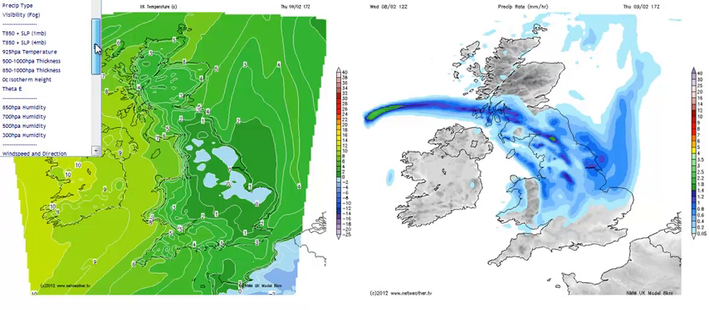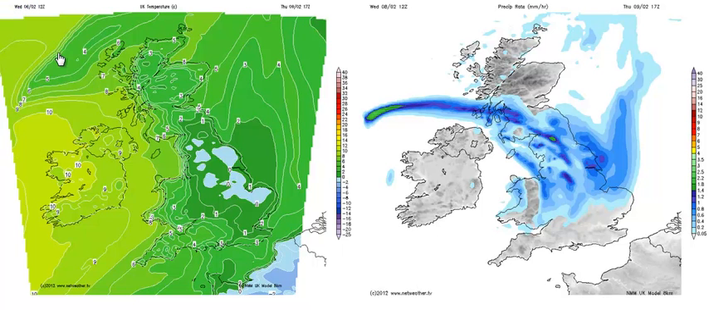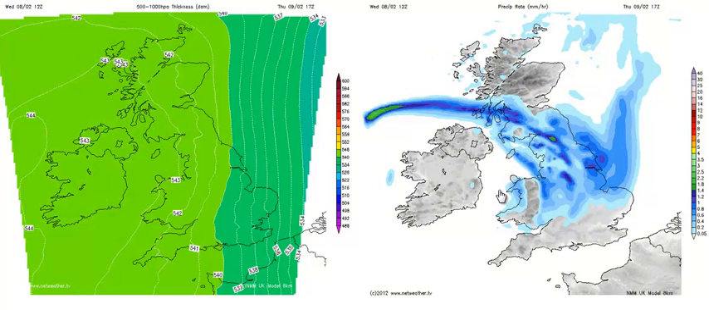The next one to look at is obviously the thickness. The thickness overall isn't very supportive at all. You want a sub 5 to 8 dam basically at 500 to 1000 HPA.